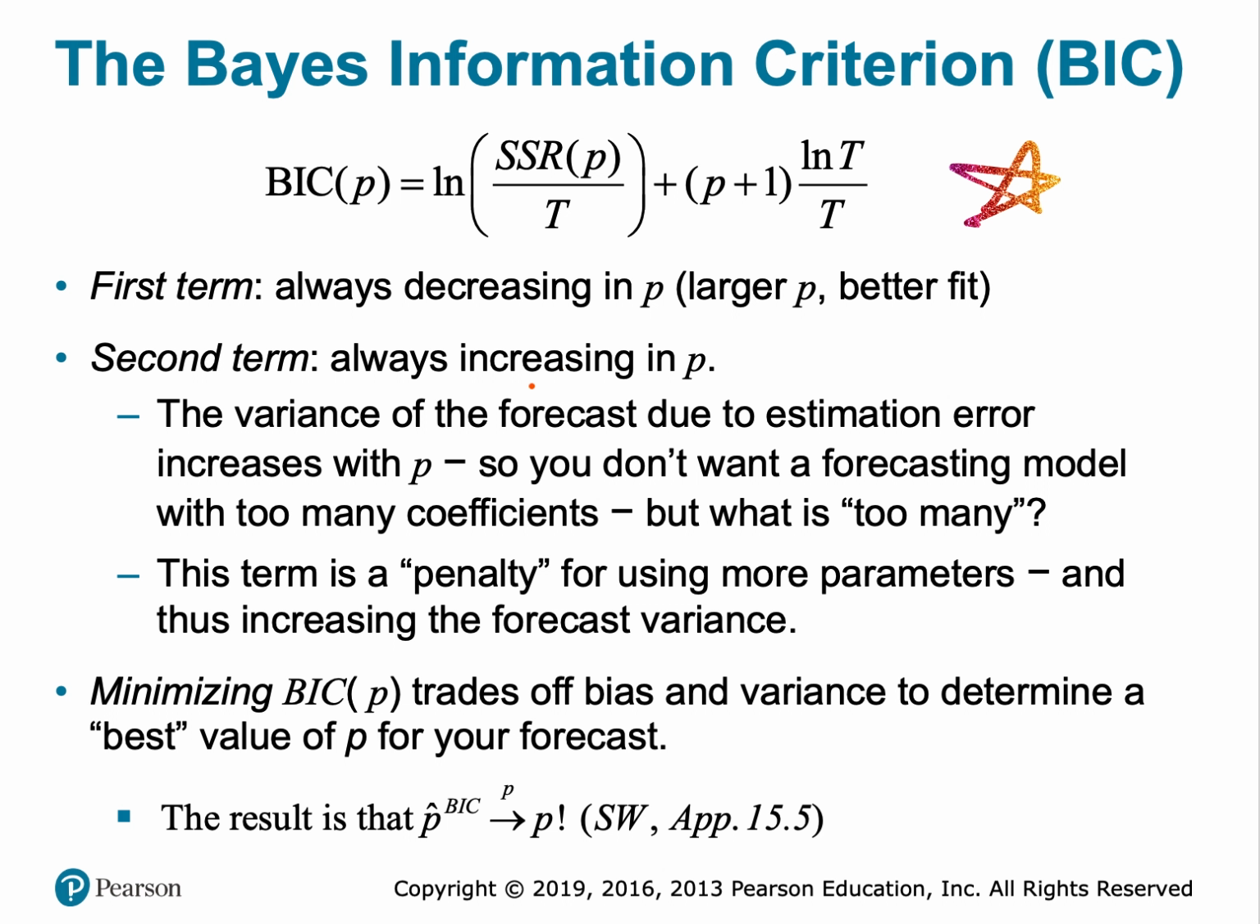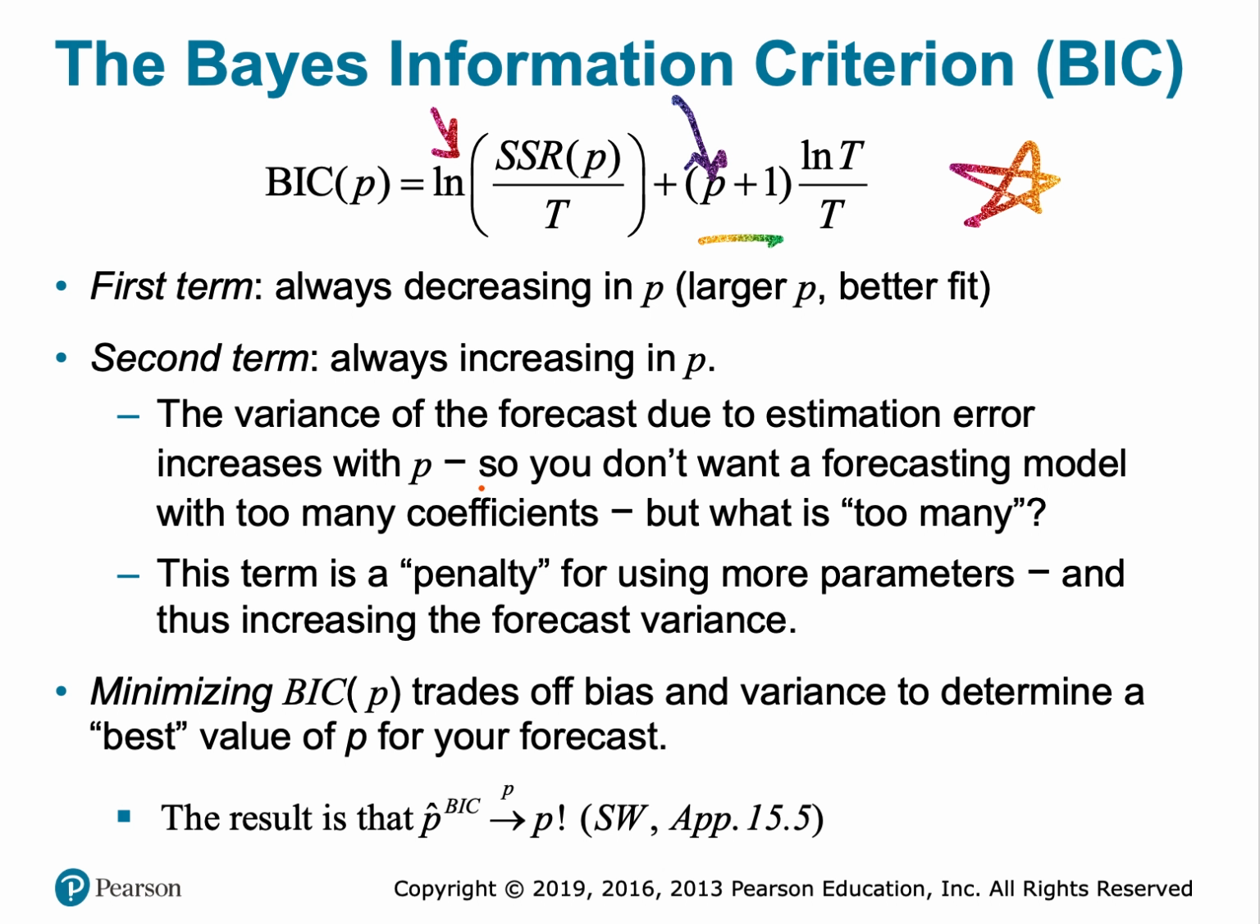The second term is always increasing in P, right? So here this is decreasing in P because the sum of squared residuals is decreasing in P. But this one is increasing in P, right? As P goes up, this term goes up. So you have a good trade-off here. So let's talk about the second term. The variance of the forecast due to the estimation error increases with P, right?